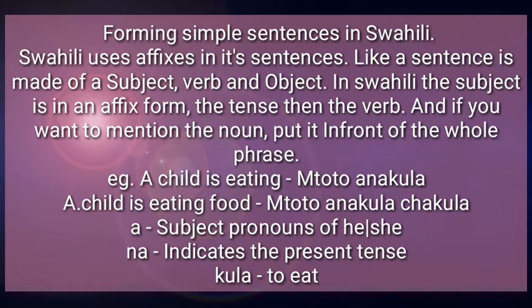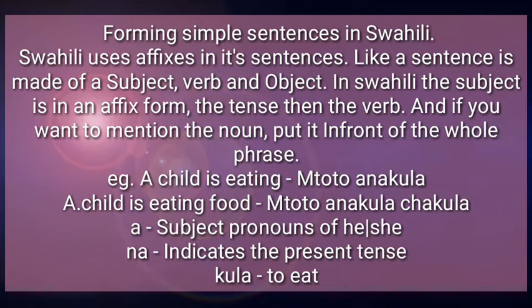A child is eating food. Mtoto is child, and then food is chakula. Is eating will be in the phrase anakula. As we said, a represents the third person personal prefix. Na is for the time infix, and kula is the verb.